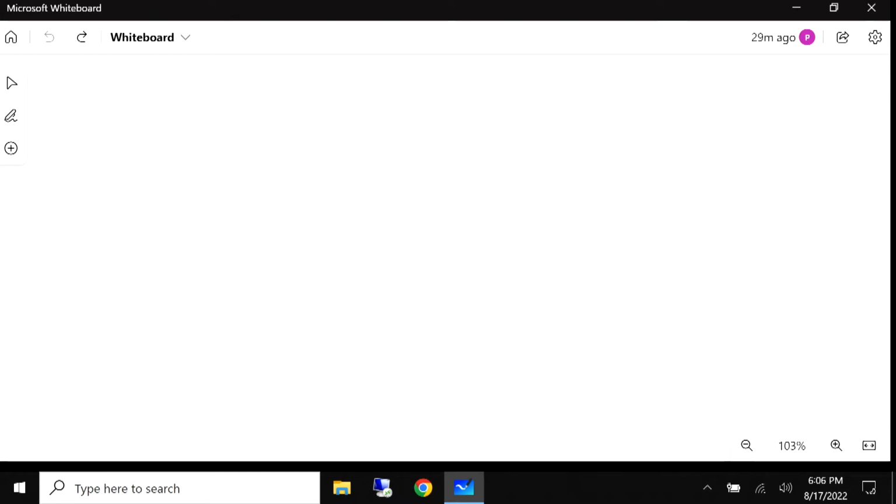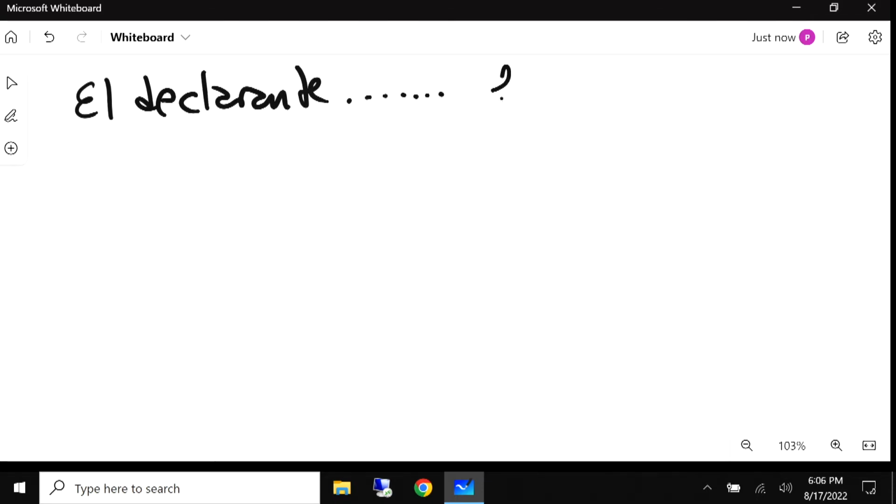"El declarante fue informado de las sanciones a las que se expone toda persona que declara falsamente." I'm reading paragraph 2, site number 10. So it's "el declarante fue informado de las sanciones de toda persona que declara falsos." This is in site number 10, second paragraph.